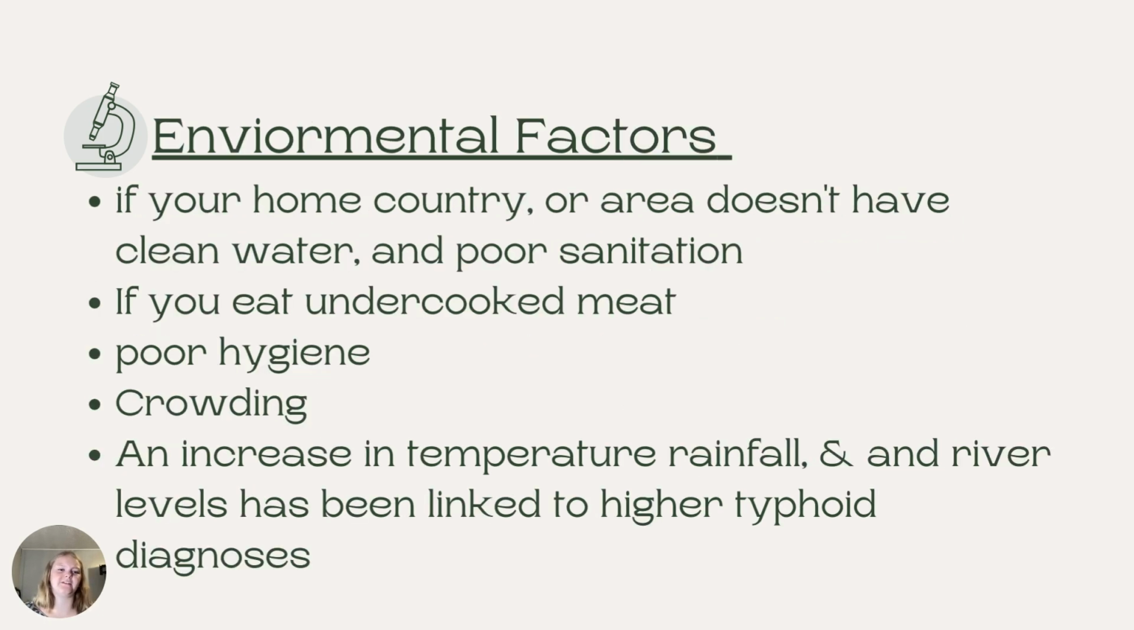Environmental factors. So, obviously, if your home country or area doesn't have clean water and has poor sanitation, if you eat undercooked meat, poor hygiene, crowding, and also the areas that have monsoons, an increase in temperature, rainfall, and river levels have been linked to higher typhoid diagnoses. That makes sense because if you have a field and everybody's just using the bathroom in this field and then it rains and it runs down the field and goes into all your crops, that right there is just poor sanitation. So with increased water, that sanitation can be spread everywhere and cause typhoid.